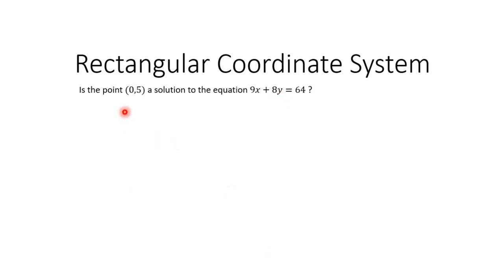Let's try this one. Is the point (0, 5) a solution of the equation? Once again, we're doing the same thing. We're going to plug in 0 and see if we get 5 as the result. So let x equal 0 and solve for y. We should get 5 if this ordered pair is a solution.